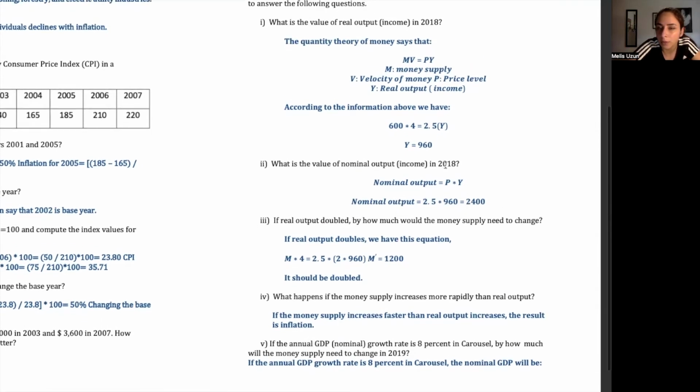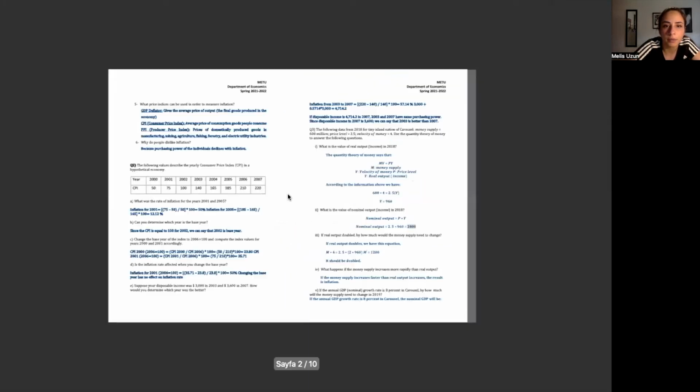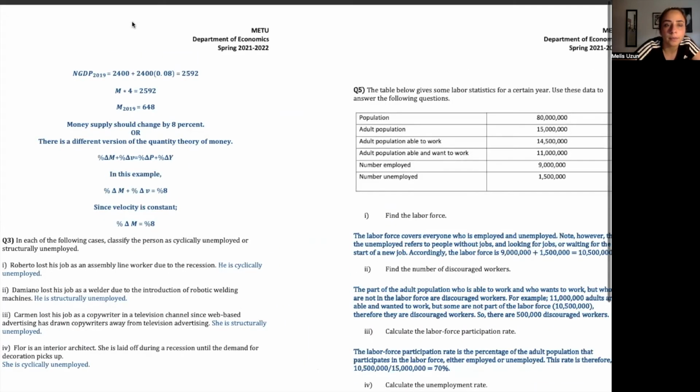If the annual GDP growth rate is 8% in Curacao, the nominal GDP will be... we know the nominal output in 2018 was 2,400. So if the annual GDP rate was 8%, we will multiply the rate with the nominal GDP in 2018, and we will find that the nominal GDP in 2019 is equal to 2,592.